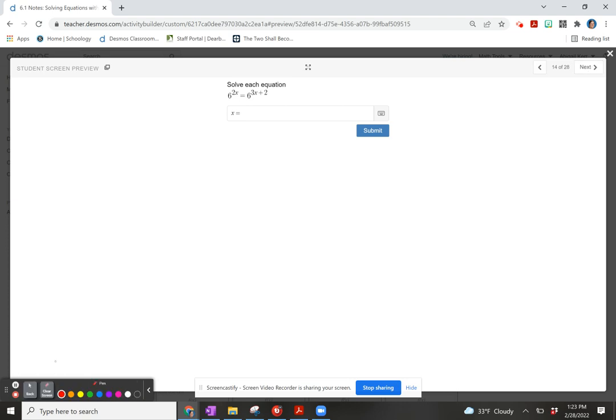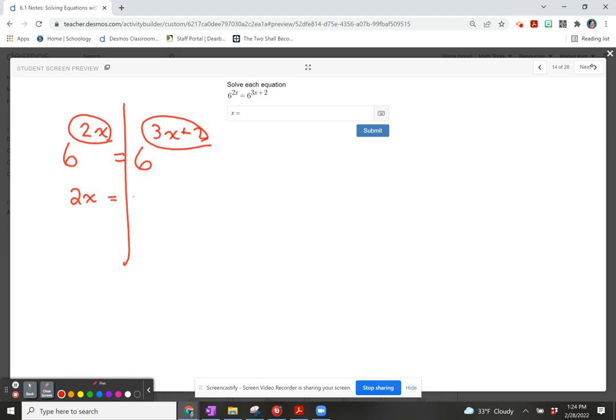Slide 14, same thing. We have the same base. Since we have the same base, we can bring down the exponent. I recommend drawing your wall so it keeps it straight. 2x equals 3x plus 2. And then we can minus 3x on both sides. And then x equals negative 2.